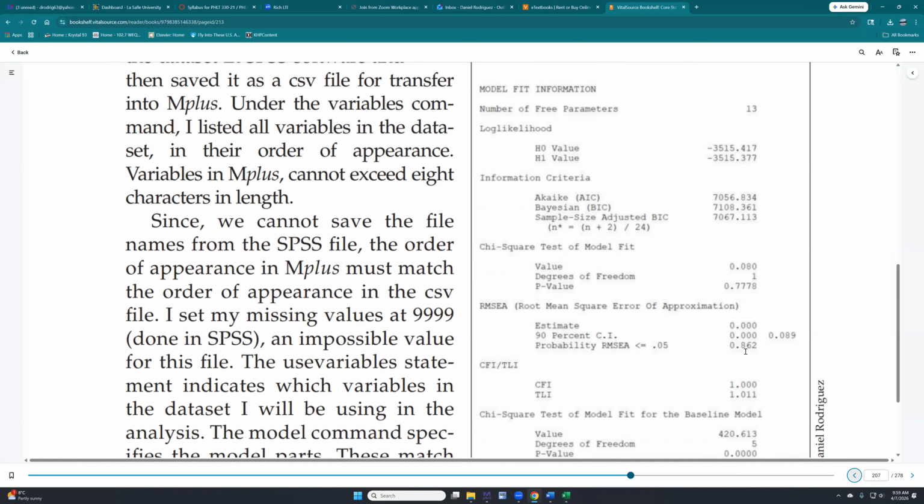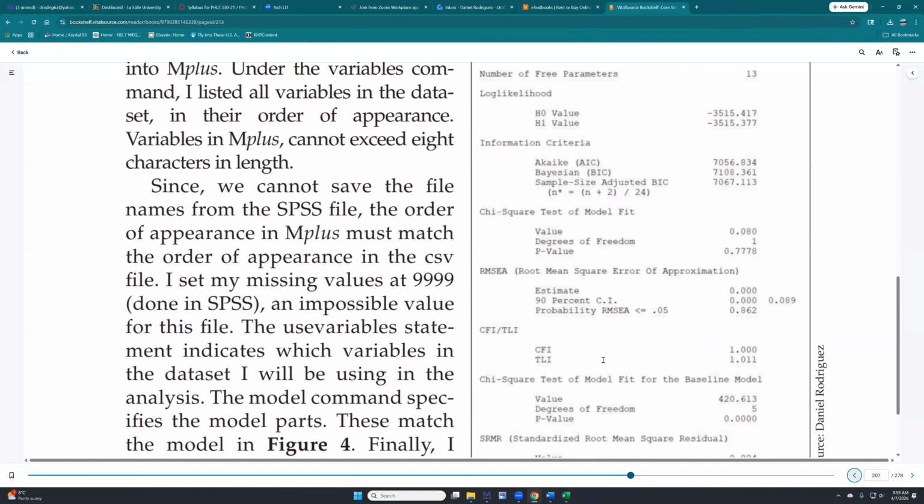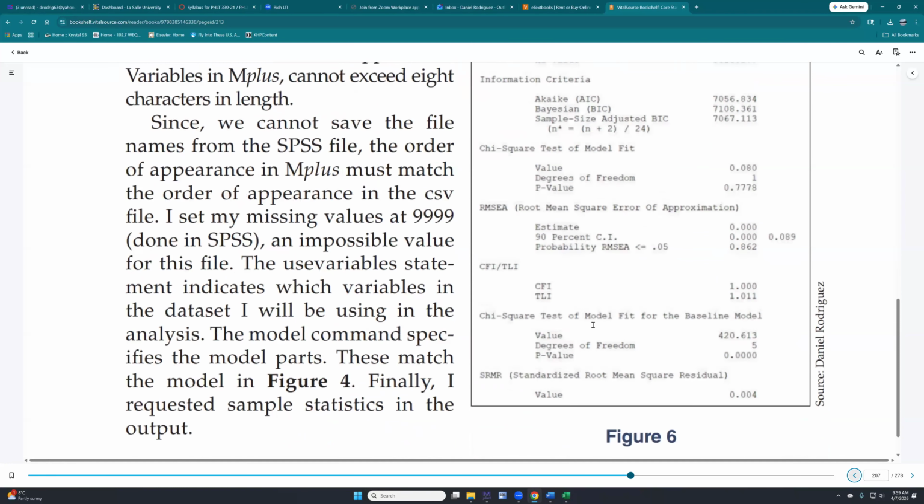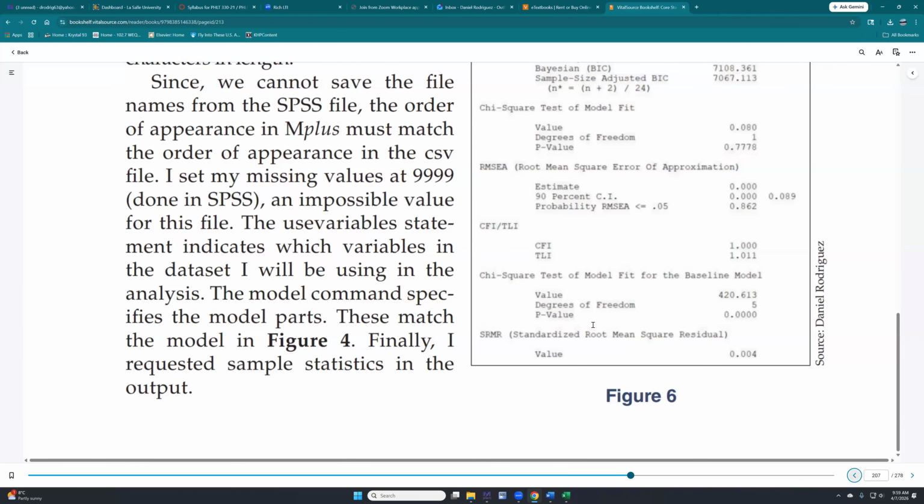It is good. I was thinking, I haven't done an SEM in a while. And then you can see the CFI. Well, this is too good. It's 1. I mean, that's like too good. So this is obviously a very simple model. This isn't something you'd normally do. But everything looks really good here.